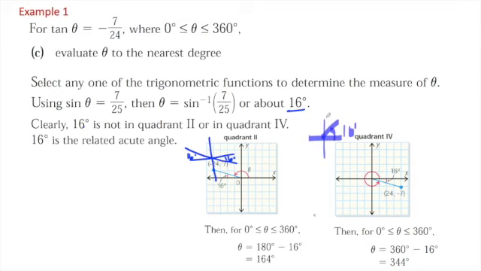So this is nothing new for you. The only difference was that we took an actual primary trig ratio, solved it to get our related acute angle, and then we were able to find our actual principal angle. So you know how to do that for each of the quadrants.